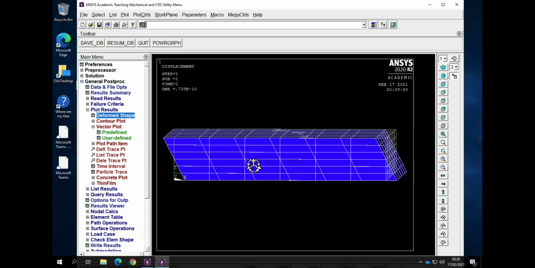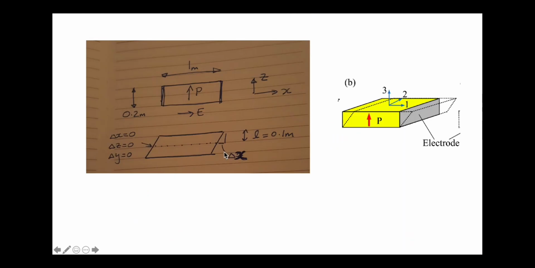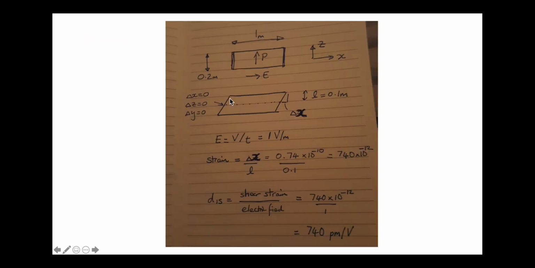Did the numbers stack up again? So let's have a look. So remember, it's an electric field in this direction, poled in this direction, and it's a very quick calculation. So my electric field obviously is 1 volt per meter, because this distance is 1 meter and I've got 1 volt across it. The strain is delta X divided by L. And so remember, that was 0.74 times 10 to the minus 10 meters, and this distance is half that, so it's 0.1 meter. So I've got a strain of 740 times 10 to the minus 12, so 740 picostrain.